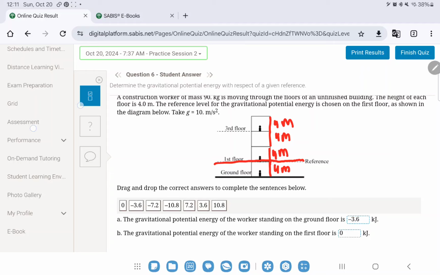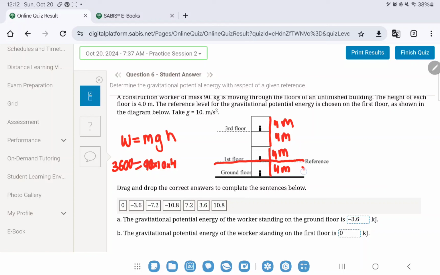So, gravitational potential energy of the worker standing on the ground floor. If the worker is standing on the ground floor, he's standing under the reference level. So if he's standing under your reference level, it's gonna be negative, obviously. But let's calculate how much negative. W equals mgh. If your distance is 4 meters, your g is 10, and your mass is 90, you're gonna get 3600.